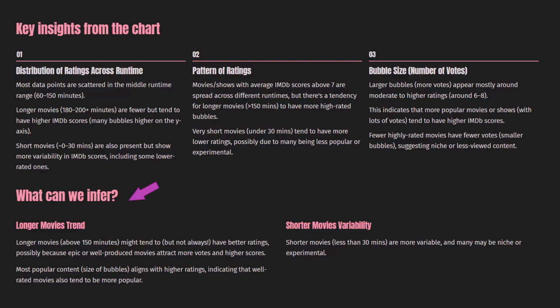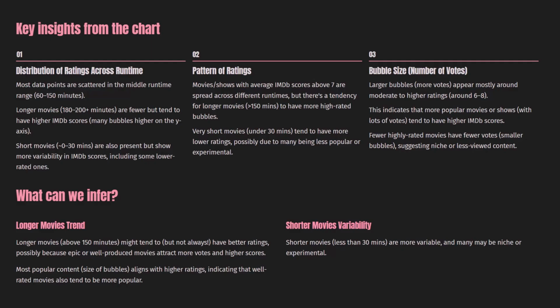We infer longer movies above 150 minutes might tend to, but not always, have better ratings, possibly because epic or well-produced movies attract more votes and higher scores. The most popular content aligns with the higher ratings, indicating that well-rated movies also tend to be more popular. The shorter movies, less than 30 minutes, are more variable.